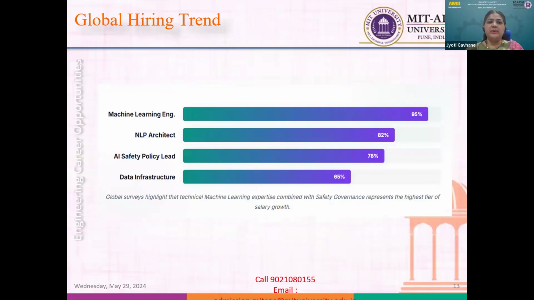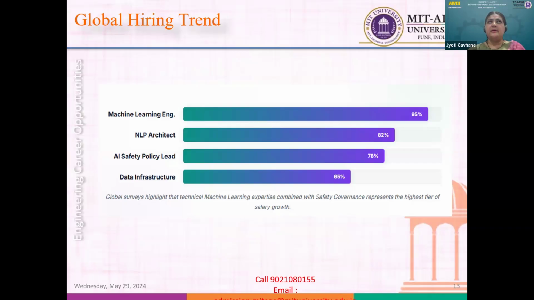Now, what are the global hiring trends in the industry? You can see wherever AI has been catered in different things: machine learning engineering, NLP architect, AI safety policy lead, and data infrastructure. So you can see the trends. Machine learning engineers and NLP architects, the trend is more than data infrastructure because now the machines are intelligent.